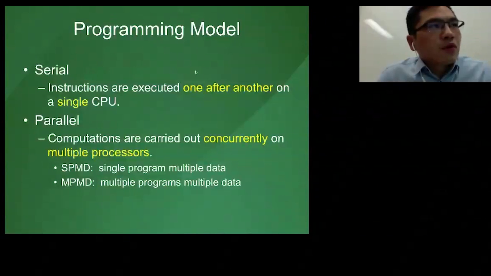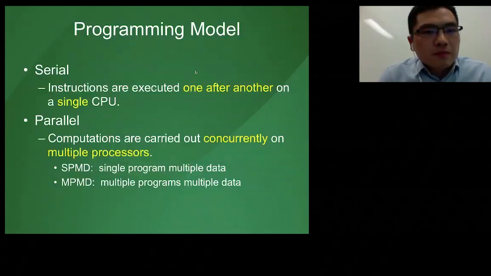Okay, programming model. So normally there are two programming models, serial and parallel. Serial means instructions are executed one after another on a single CPU. Parallel means computations are carried out concurrently on multiple processors. There are normally two parallel programming models, SPMD and MPMD. SPMD stands for single program multiple data, and MPMD multiple programs multiple data.